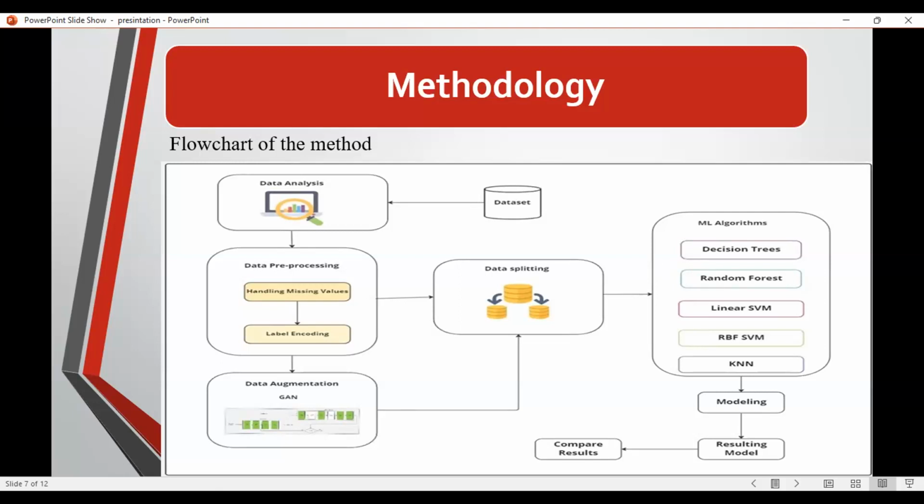This is the first model. We work on it before implementing the data augmentation algorithm. The second model, we work on it after the pre-processing step, we implement the data augmentation algorithm to increase the data volume, and after increasing the data volume, we merge the new data with the real dataset and split it and implement the same 5 machine learning algorithms and model it and get results and compare the results before and after data augmentation.